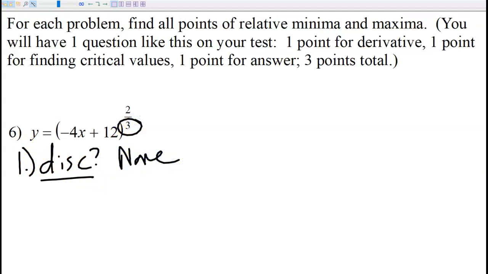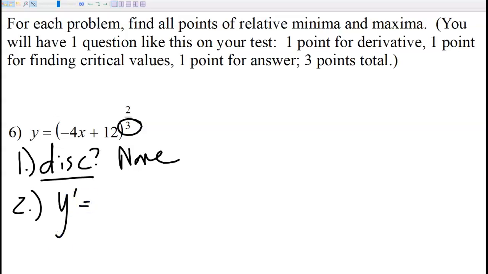Now, if it was a square root, there's not a point where it's discontinuous, but they only exist on a certain interval. So you would want to look at that continuity of common functions worksheet that I've given you to know that. But in this case, it's a cube root, and cube roots don't have any discontinuities. So we're good there. Step 2, we're going to do our derivative.